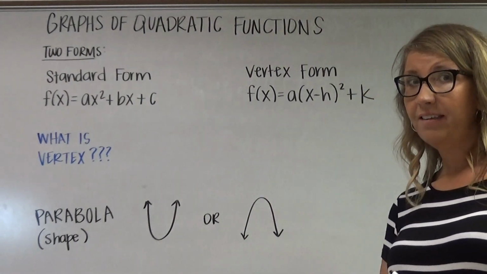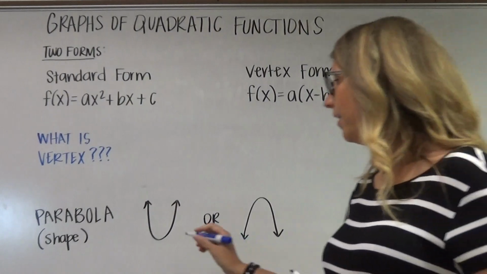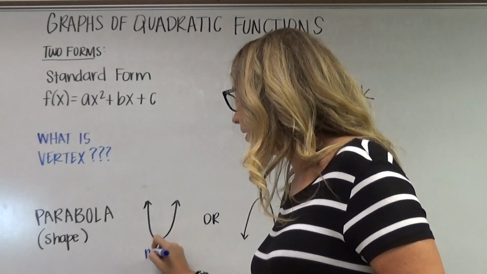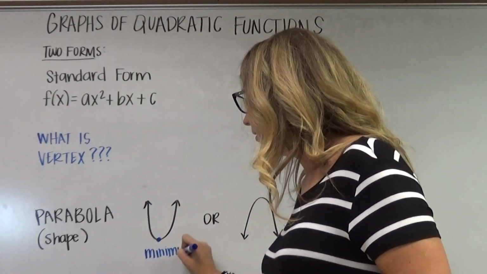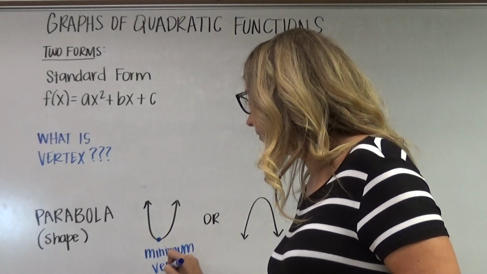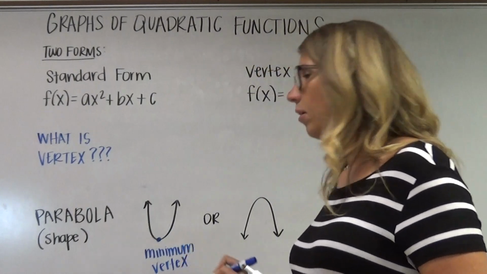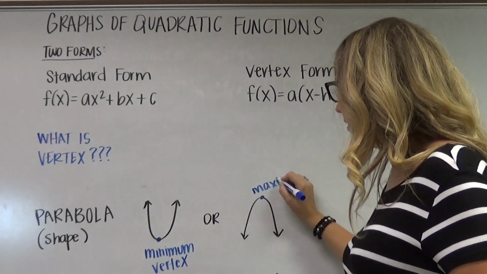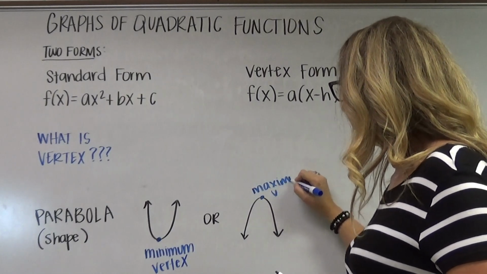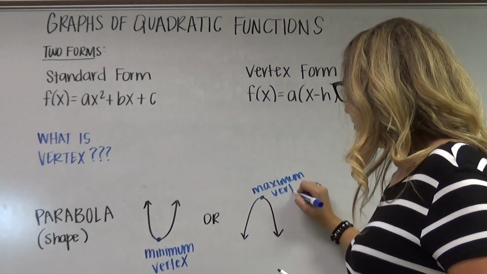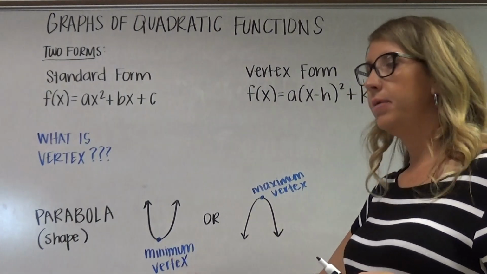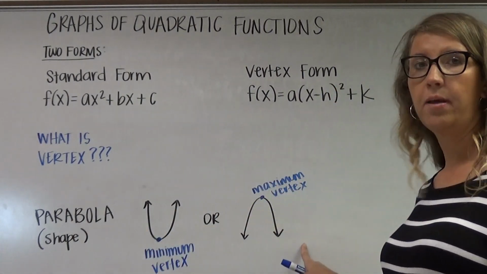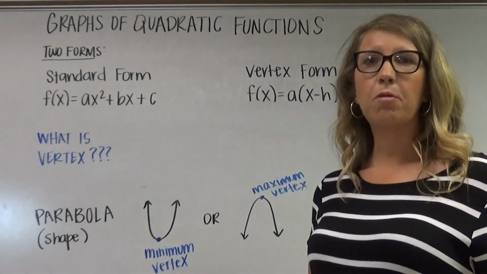Now, what is vertex? Back to that question. That is the point that is either at the bottom, which we call a minimum vertex, or at the top, which we call a maximum vertex. The vertex can take on a minimum if you have this shape, or a maximum if you have this shape. Now, why am I calling it minimum or maximum?